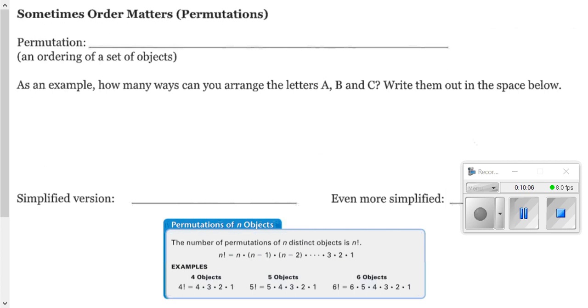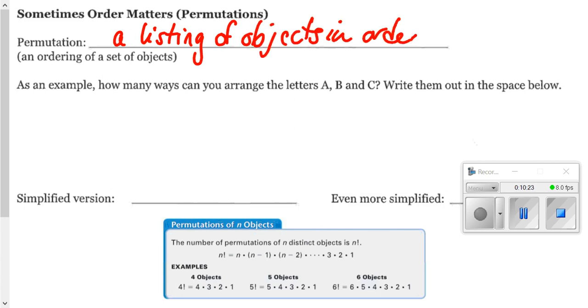Okay, so what we just did is actually what we would call a permutation. A permutation is where order matters. So what I just wrote here is that it's a listing of objects in order.